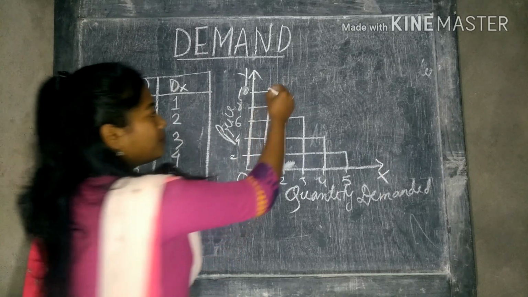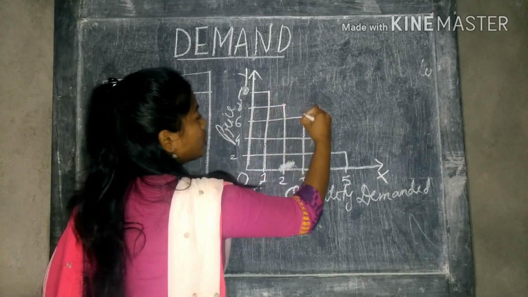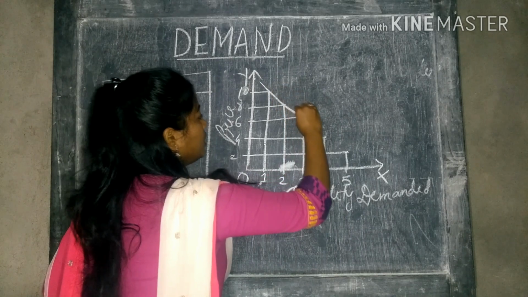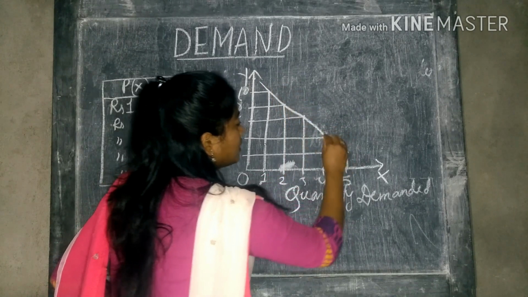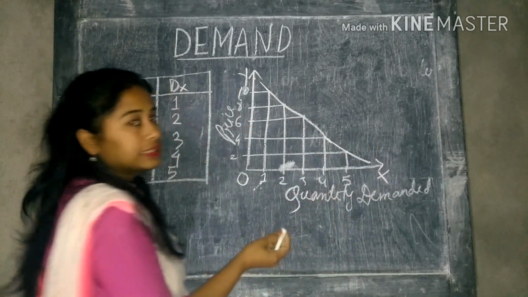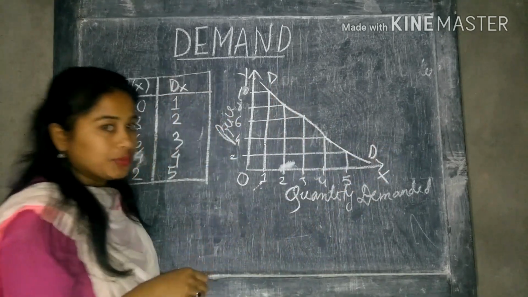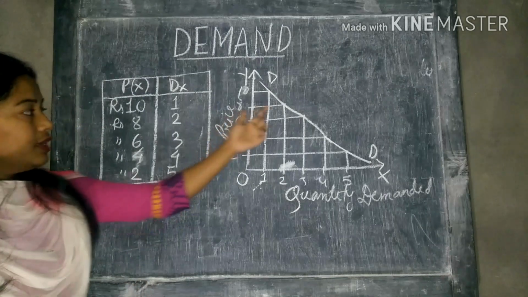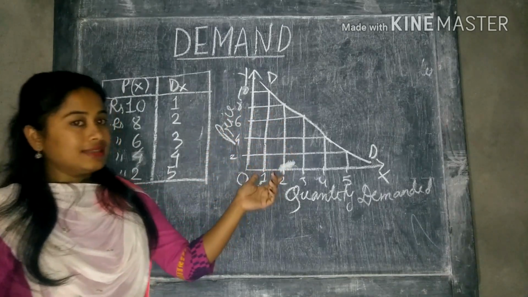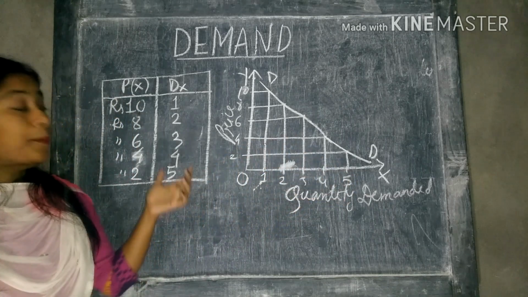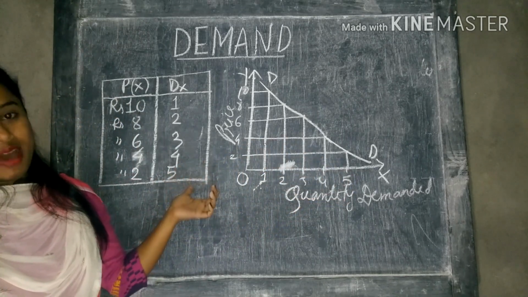Okay. So if we join these points, then we will get a curve, and that curve is called the demand curve of a commodity. So this is known as the demand curve of the commodity, and this is the meaning of demand.